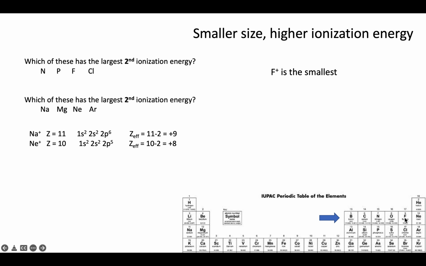In both of the cases, if we're doing a size comparison, I know that I'm removing an electron from n equals 2. We can calculate the effective nuclear charge. Sodium plus is plus 9. Neon plus is plus 8. I think the sodium plus would be smaller and therefore have a larger ionization energy.